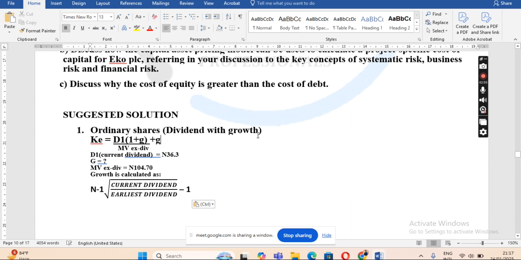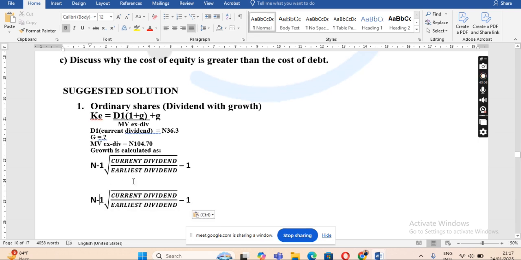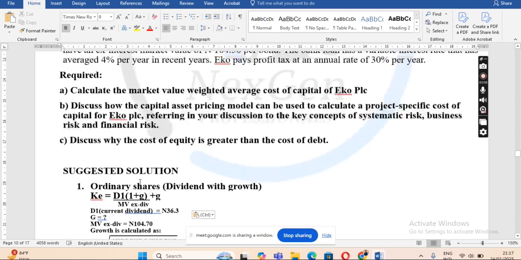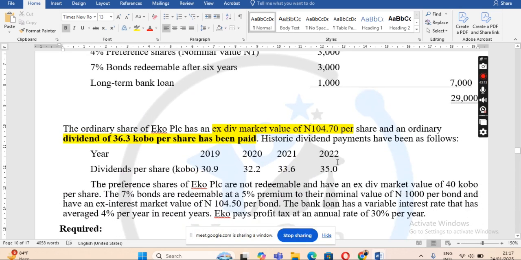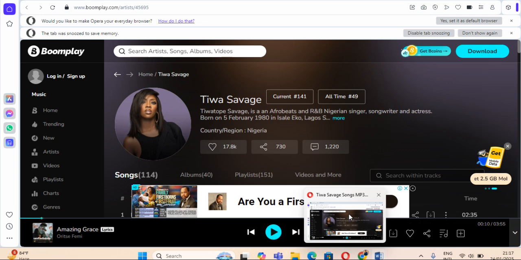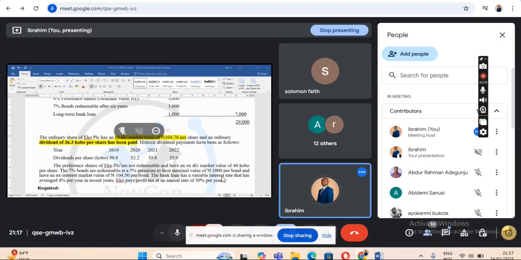Now, we go back to the question. Our N, what is the N? N is the number of years, right? Is that not so? Now, class, how many years do we have? Someone should give me the number of years. 4 years. You say how many years? 4 years. Okay, 4 years.